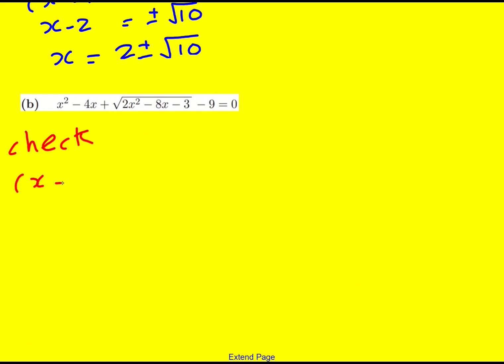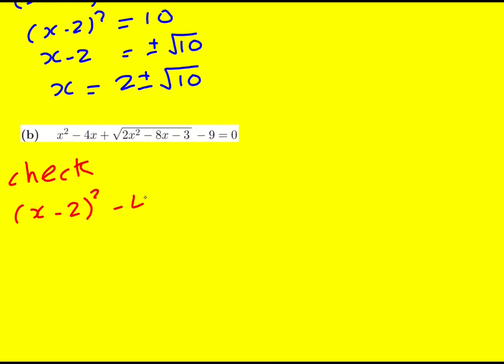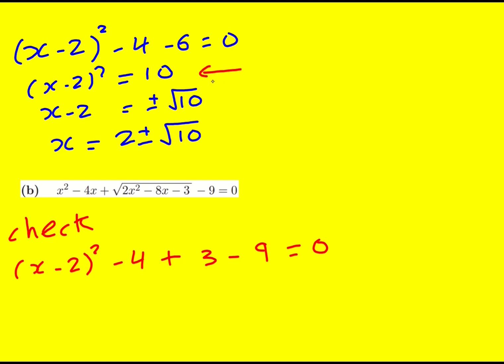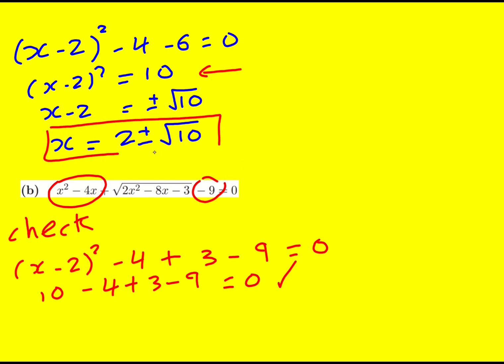And then we could complete the square again on this. So x minus 2 squared minus 4 plus 3 minus 9 is going to equal 0. So here I'm going to get 10 regardless of whether I put in a negative or a positive. 10 minus 4 plus 3 minus 9. And that is going to be definitely equal to 0. So yeah, the negatives don't matter here because this is definitely going to be positive, and when we're adding 3 and minusing 9, it's all going to check out. So these two solutions are definitely valid. And yeah, that's a really nice question.